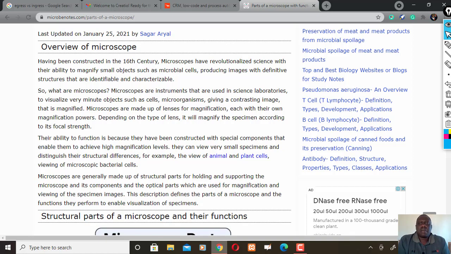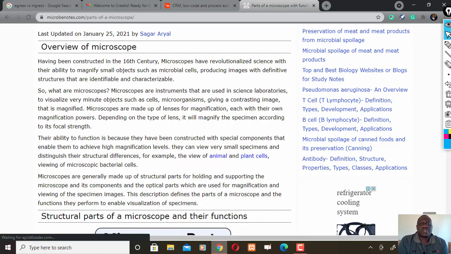So, what are microscopes, if we may ask? Microscopes are instruments that are used in science laboratories to visualize very minute objects such as cells and microorganisms, giving a contrasting image that is magnified. Microscopes are made up of lenses for magnification, each with their own magnification powers. Depending on the type of lens, it will magnify the specimen according to its focal strength.